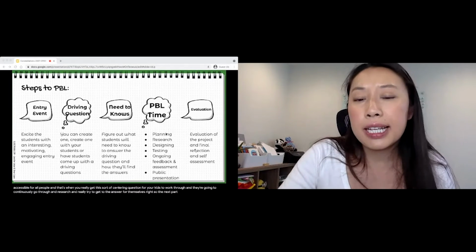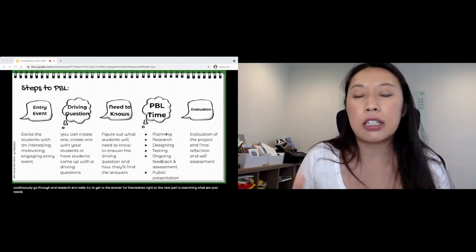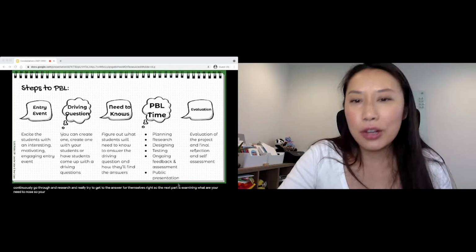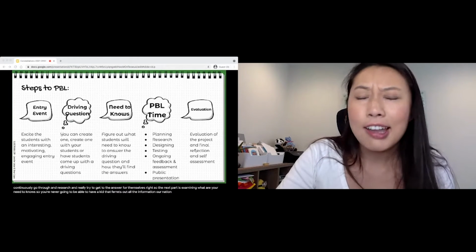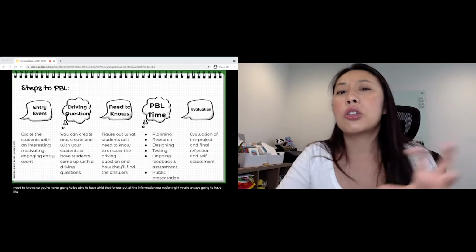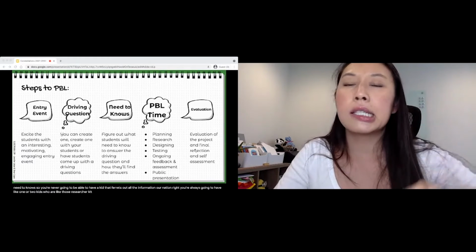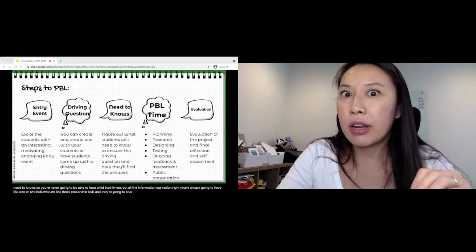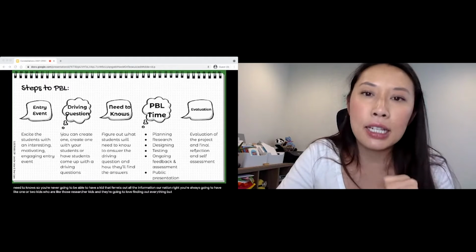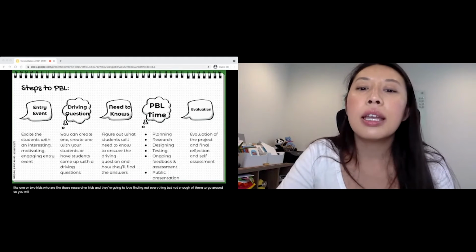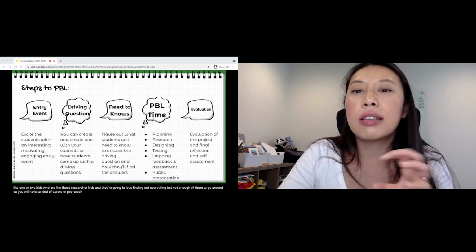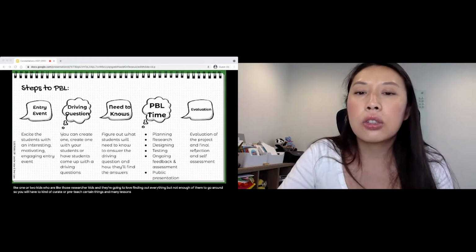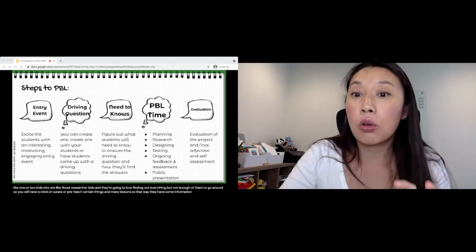So the next part is examining what your need to knows are. You're never going to have a kid that ferrets out all the information, right? You're always going to have one or two kids who are those researcher kids, and they're going to love finding out everything, but not enough of them to go around. So you will have to curate or pre-teach certain things in mini lessons, so that they have some information, but not all.